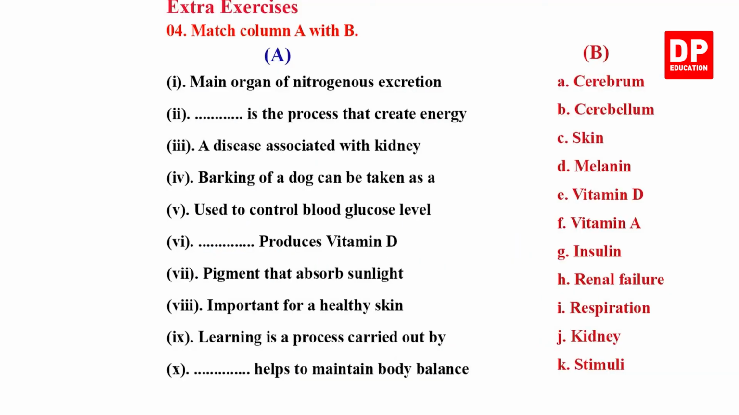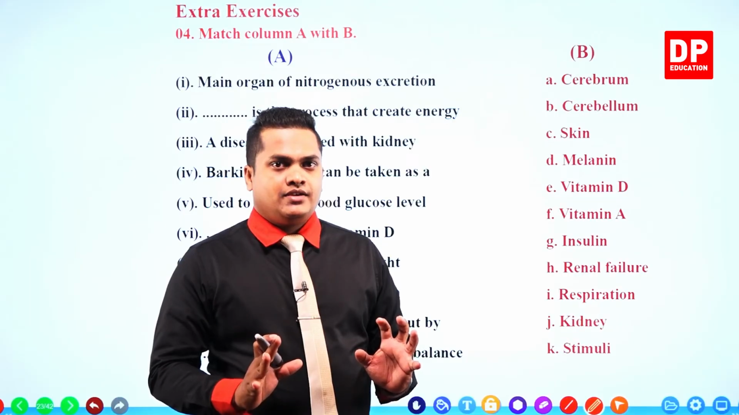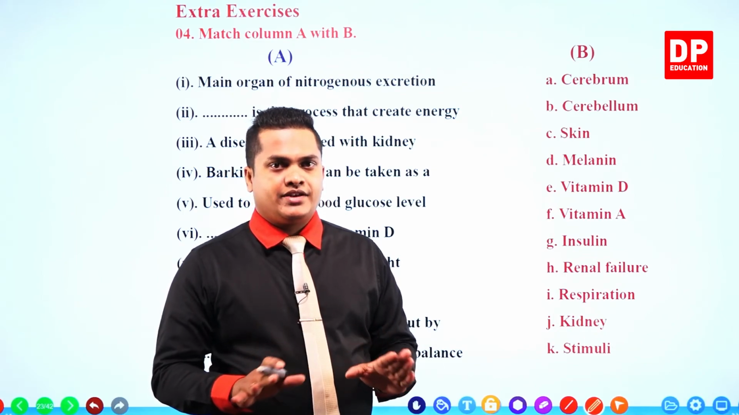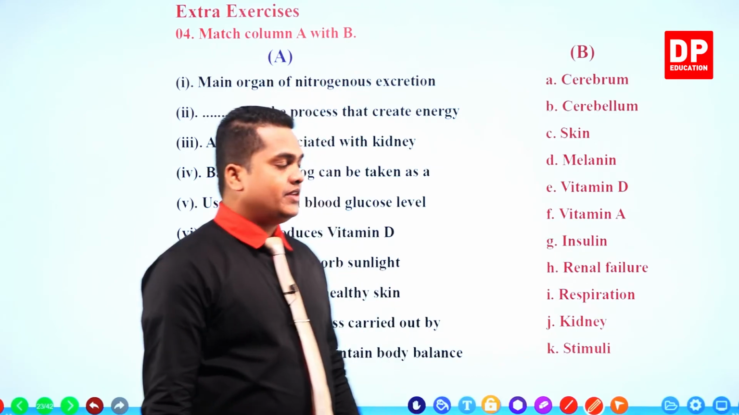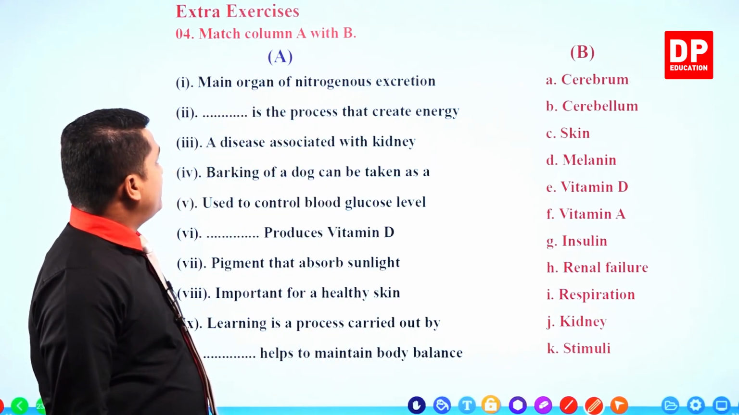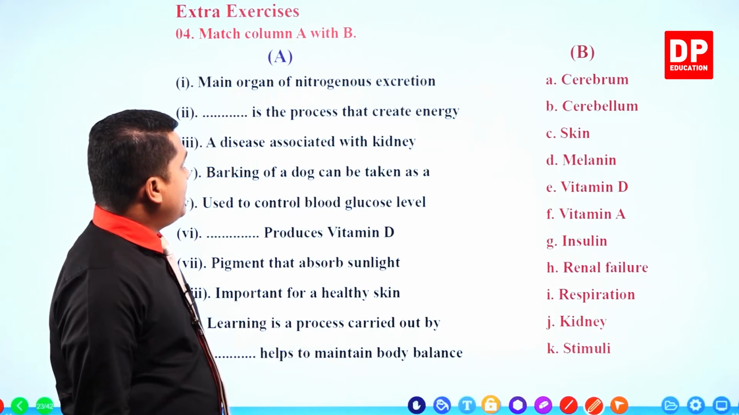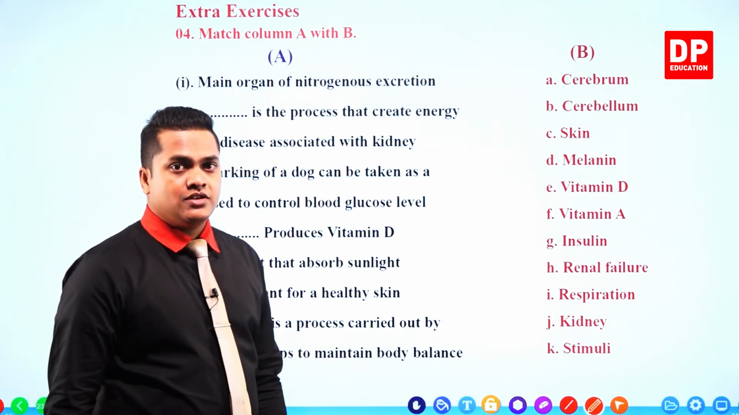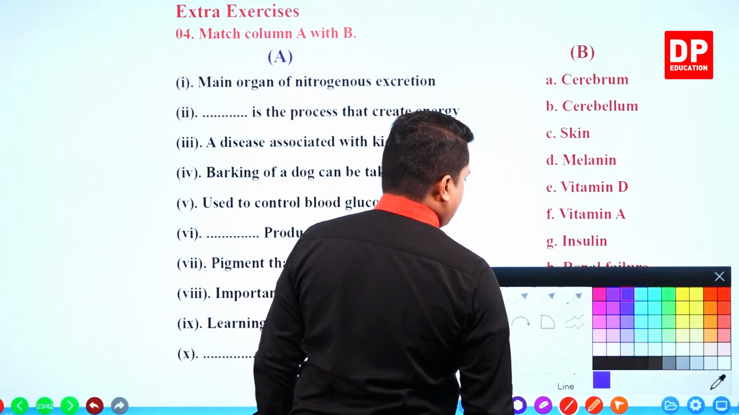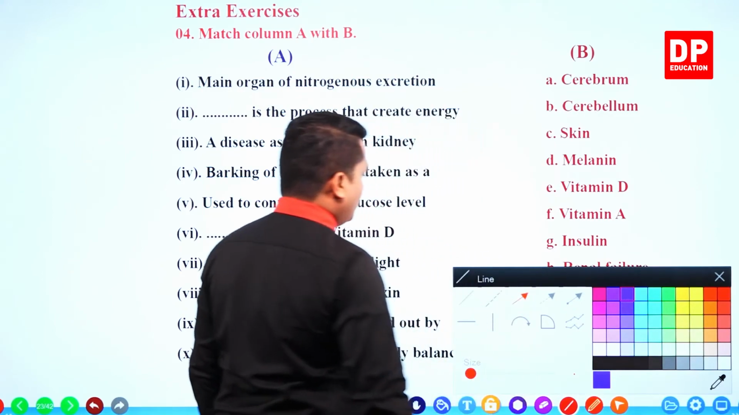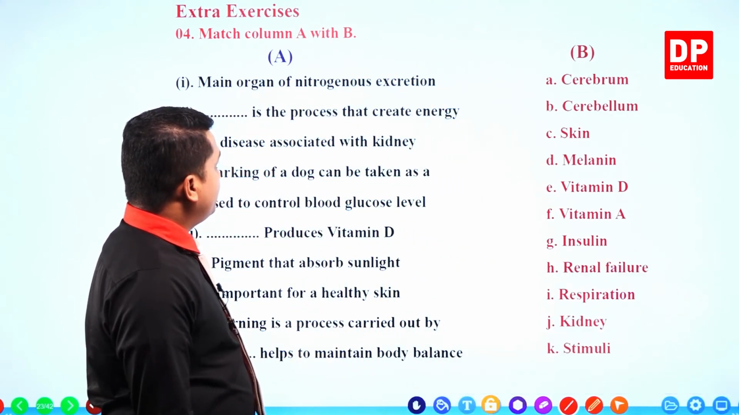Right, my dear children. So we discussed several contents regarding figures. We discussed several things, okay, MCQs related to our lesson. Now you are given another type of question. Question number 4. Match column A with column B. So here also you have to match column A with column B. So let's see what are the things given in here.